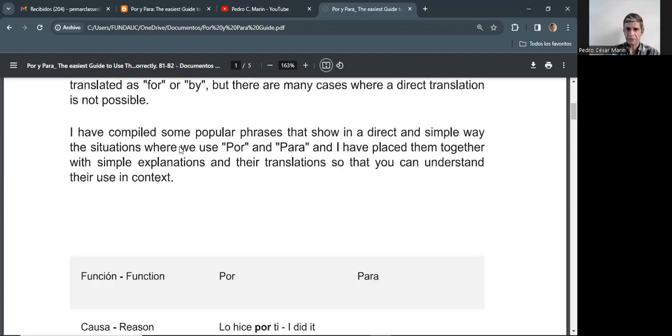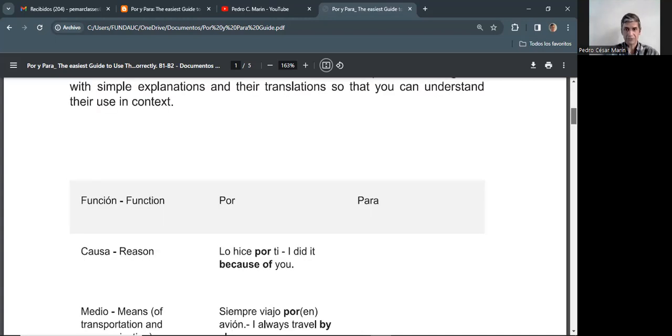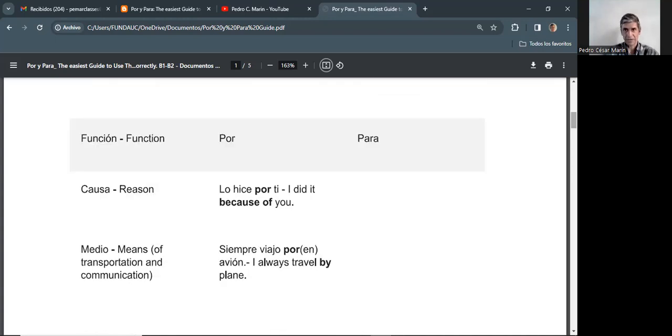I have compiled some popular phrases to show you in a direct and simple way situations where we usually use por and para. I have placed them alone next to their translation and also on the other side, the function they're doing in that sentence, trying to help you memorize how to use them. You're going to remember this phrase and you know the purpose it's doing in this sentence, the function. I hope this is going to help you to remember which one is the correct one.